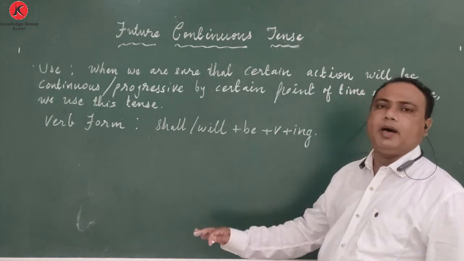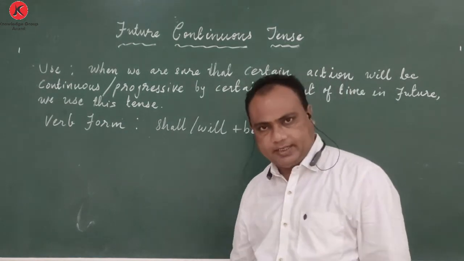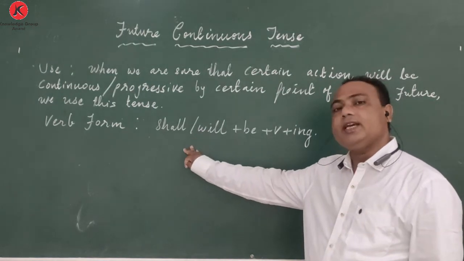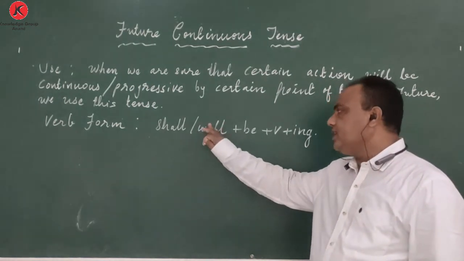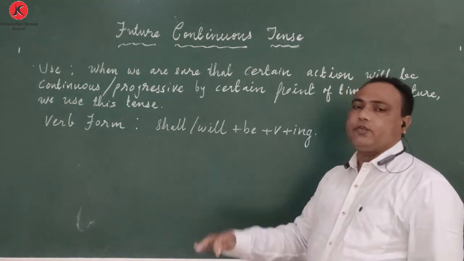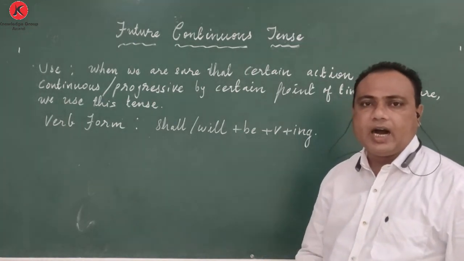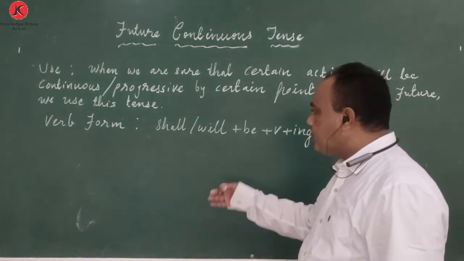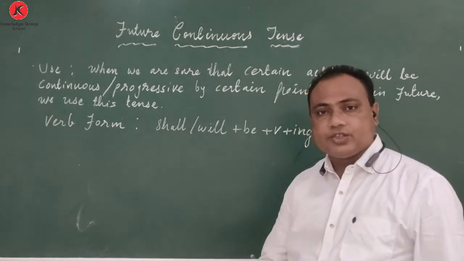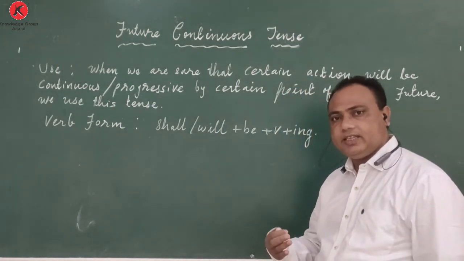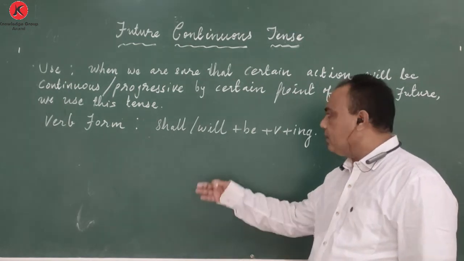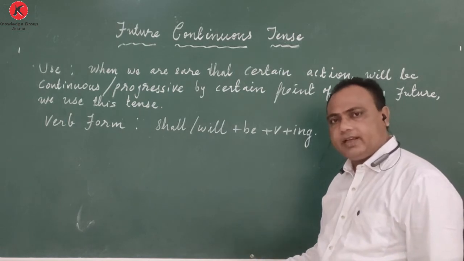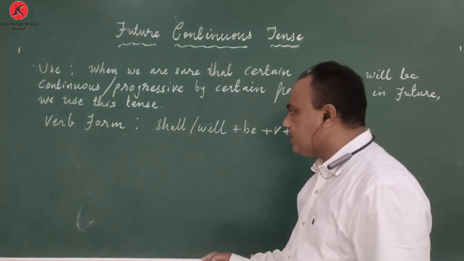When we discussed simple future tense, at that time we had a discussion about when to use shall and when to use will. Once again I am revising it: when we have a subject like I or we, we generally use shall. For the rest of the subjects like he, she, it, you, and they, we use will with that. So that might be very clear to you. Now let us frame a sentence.